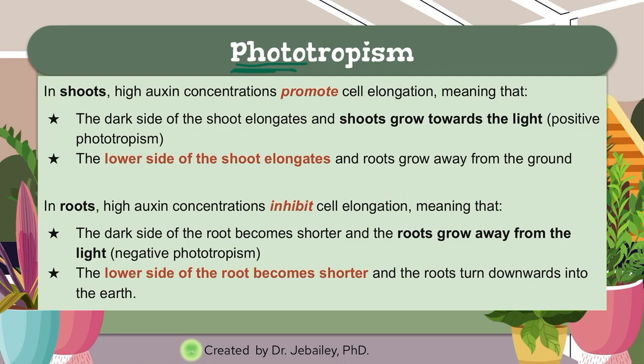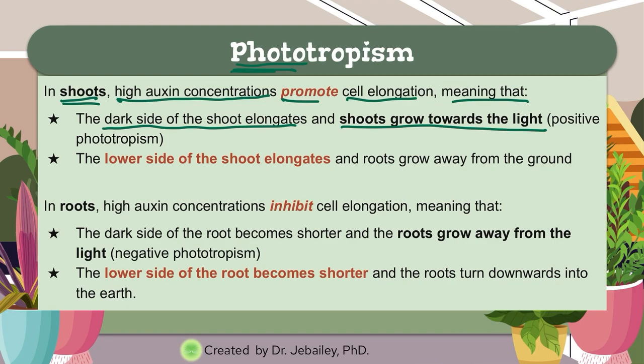When this happens, auxin has a very important part in it. In the shoots, a high concentration of auxin promotes cell elongation, meaning the dark side of the shoot elongates and the shoot grows towards the light. Again, photo means light. It's light that is pushing the growth of the plant. If the shoot grows towards the light, that's a positive phototropism. Positive means it's going towards the light. When I say the shoots, I'm talking about the stems.